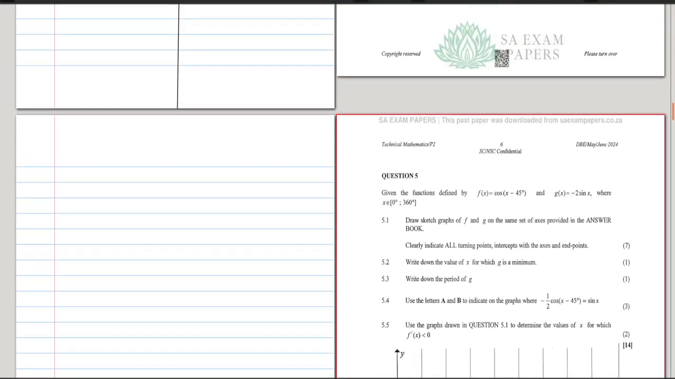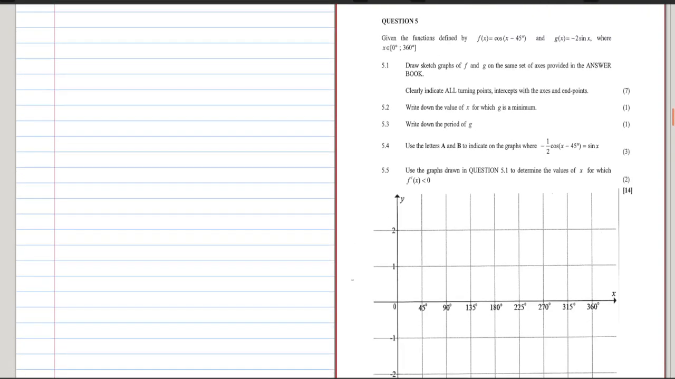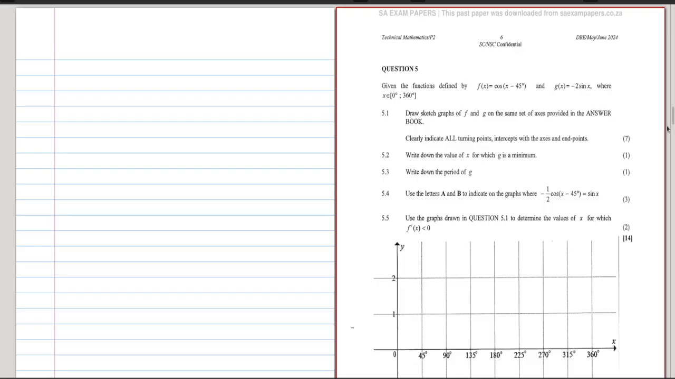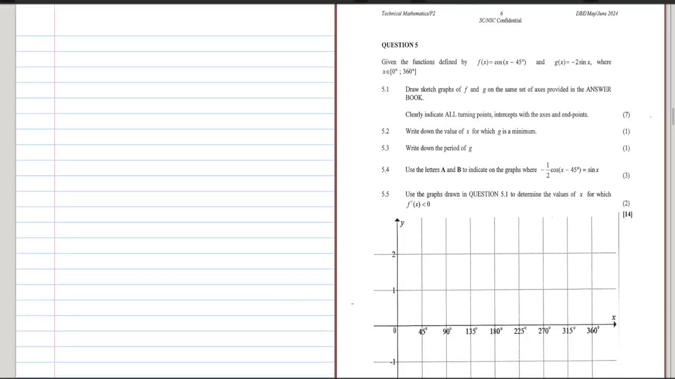Now we have to plot the graphs of f, which is cos(x minus 45 degrees), and we have another function g, which is minus 2 sine x, where the graph is plotted between 0 degrees and 360 degrees. So they want us to draw the graph of f and g on the same set of x's provided in the answer book. This is what we have.